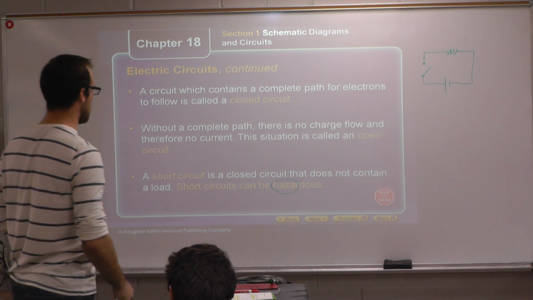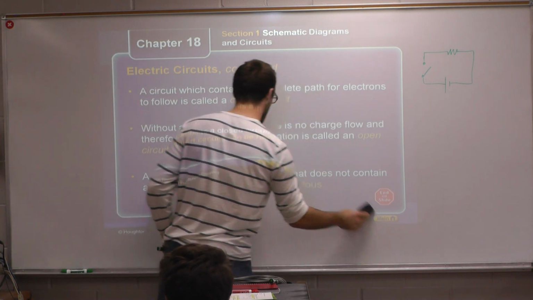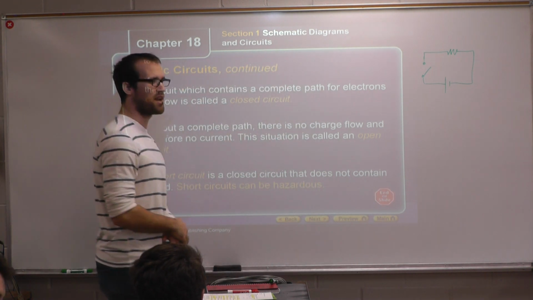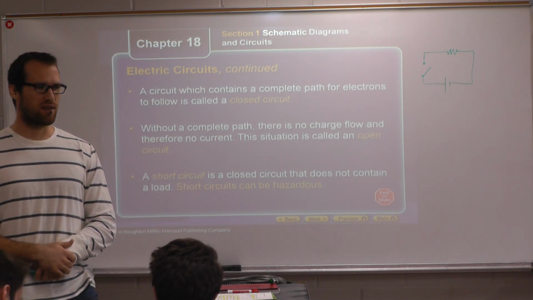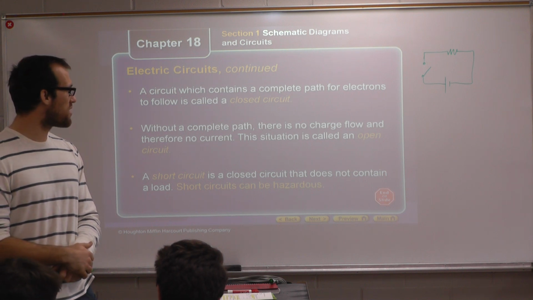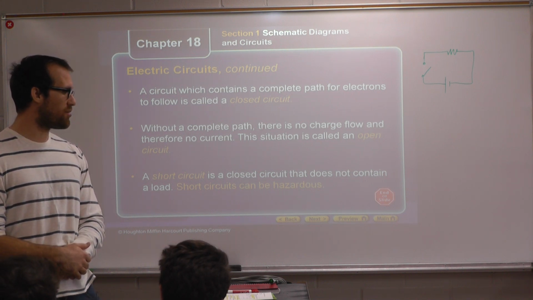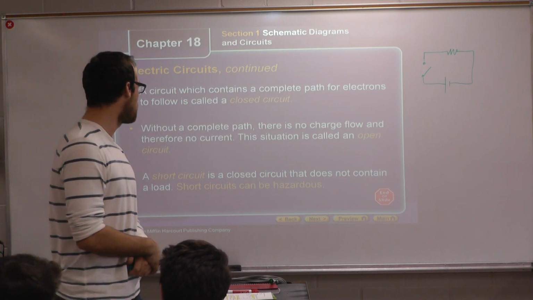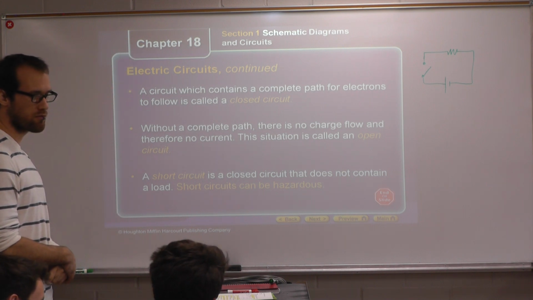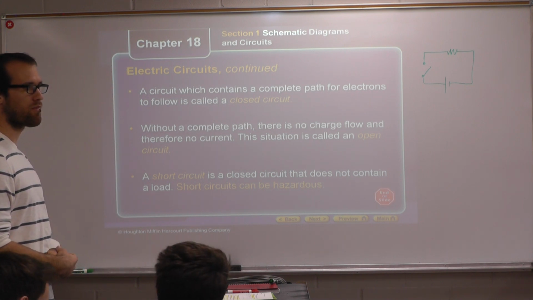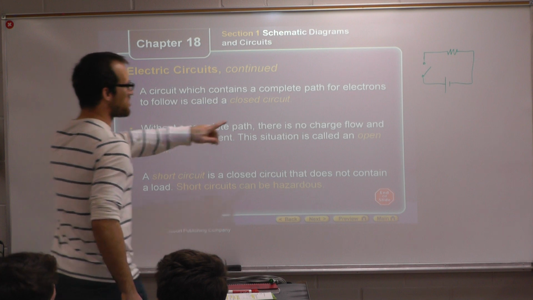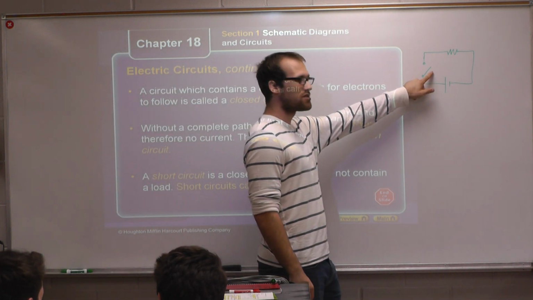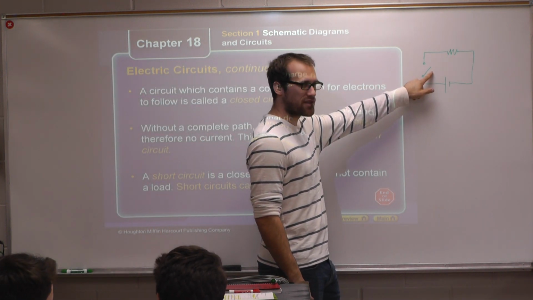I've kind of already talked about this, so I'll move through this relatively quickly. A closed circuit is one that will allow current to flow from one terminal to another. An open circuit will not. Wait, so closed has a path? Yeah. Open does not. So this is an open circuit. The current won't flow in an open circuit. It's open.